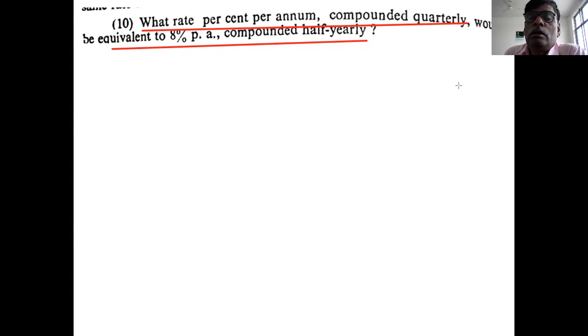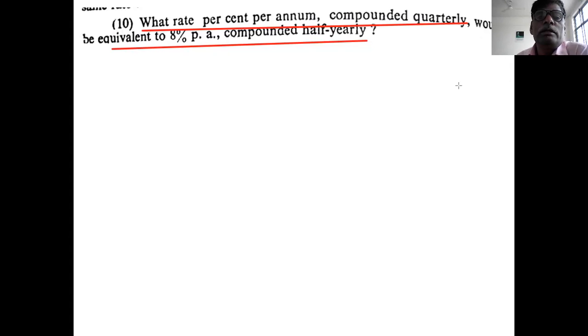One is quarterly, another is half yearly, on a certain sum for 1 year. And both must be the same. That is called equivalent.